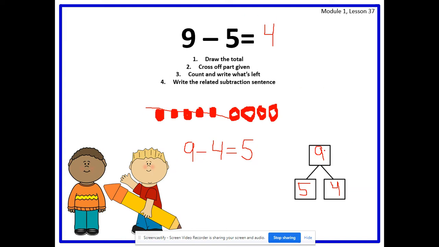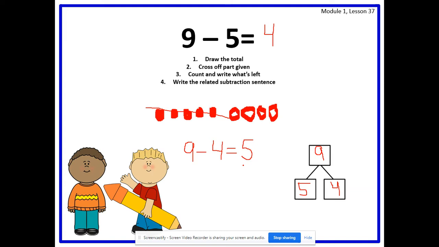Now, if you look at your number bond, it could also help us write the related subtraction sentence. 9 minus 4 equals 5. Read the related subtraction sentence with me. Starting with 9. Get ready. 9 minus 4 equals 5. Awesome. Are you ready to practice another one?